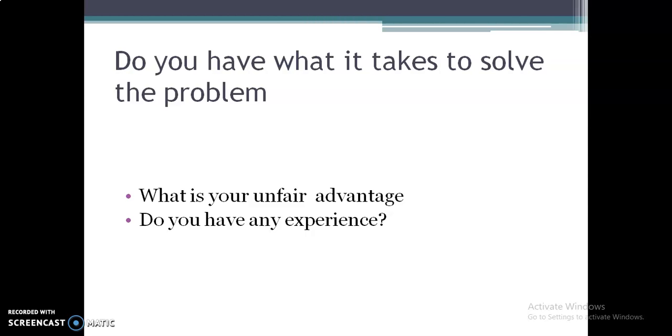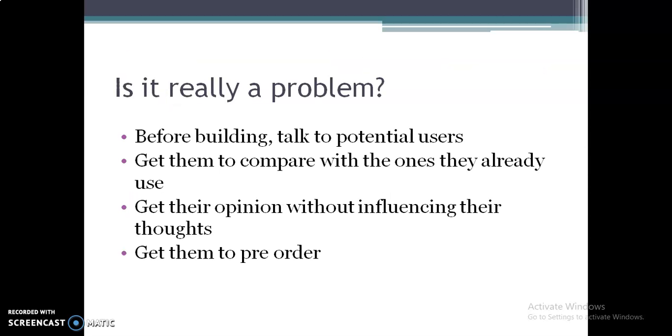So what you want to do is go back to the drawing table, look at what it takes to build a successful business, and equip yourself with those skills, and you can come back and do justice to that business. So do you have any experience? What's your unfair advantage? Have you had any apprenticeship? Do you have money? So get all this together and tell yourself, yes, I have what it takes to solve this problem, and you can go from there.